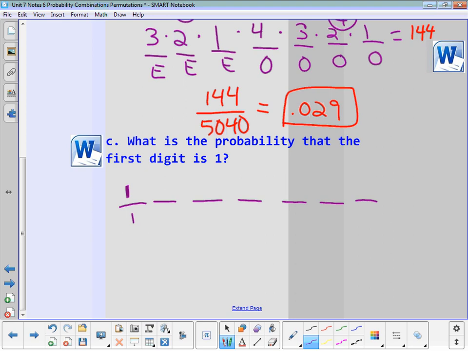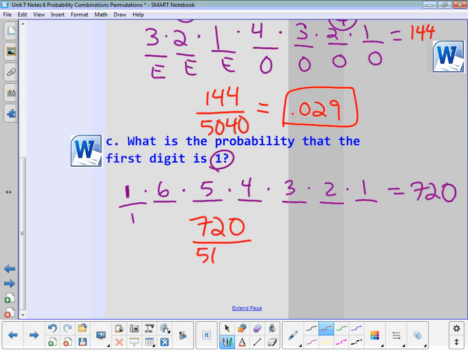Now, once I place that 1, I have 6 options left for the next digit. Then I use that number, 5 options left for the digit after that, then 4 left, and so on, all the way down. When I multiply that out, there are 720 different ways that I can have the code where 1 is at the beginning. So for my probability, 720 ways where 1 is at the beginning, 5,040 ways total, that's where we get a probability of 0.143.